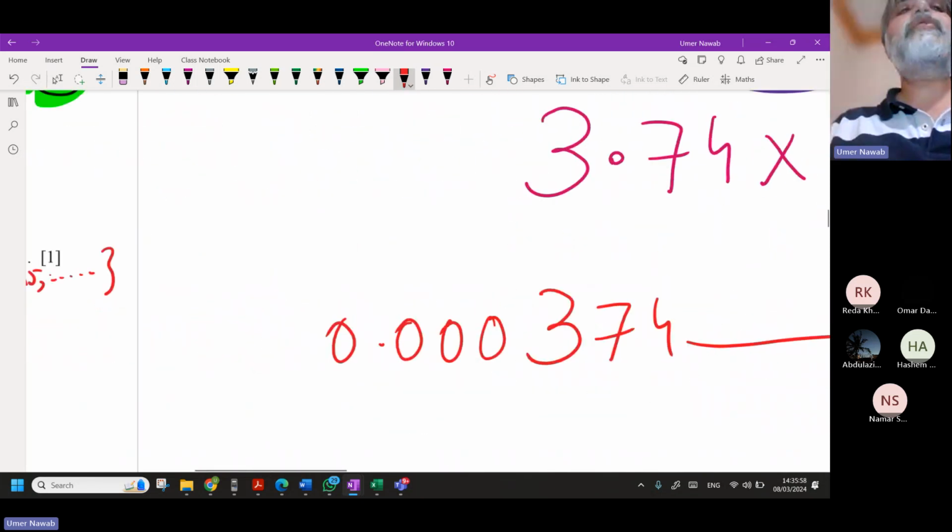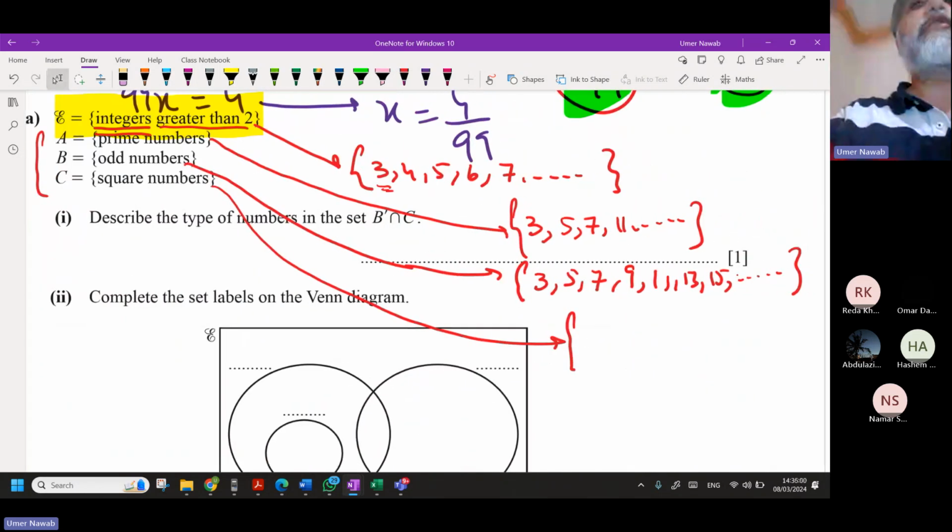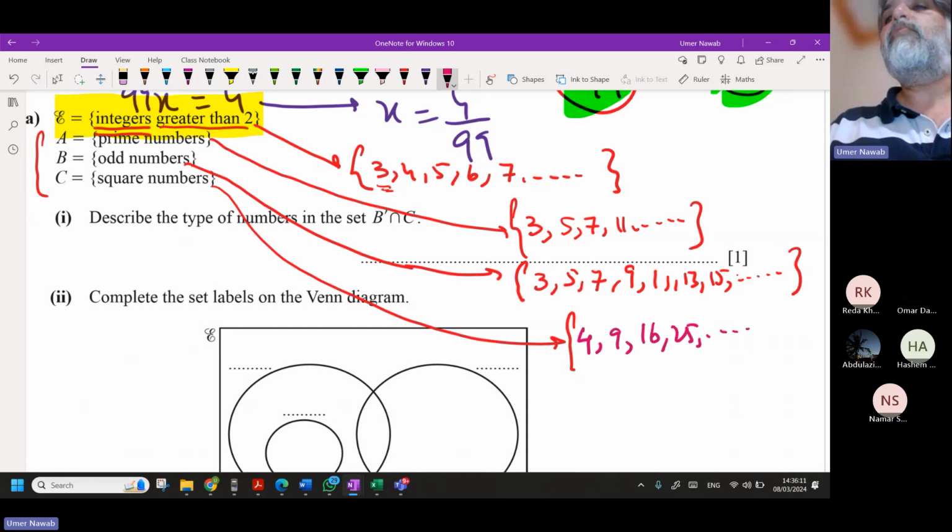So if you see the question, he said we have some square numbers. Don't say 1 is included here. 1 is not in the universal set. So your first square number is 4. Then your next square number is 9, then 16, then 25, and then you move on forever.